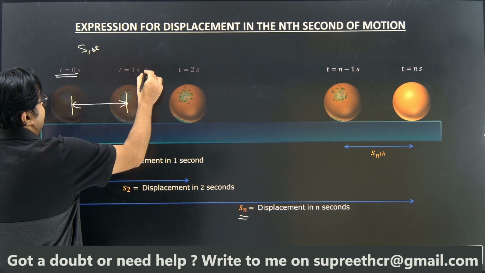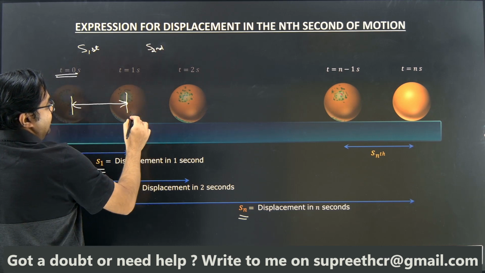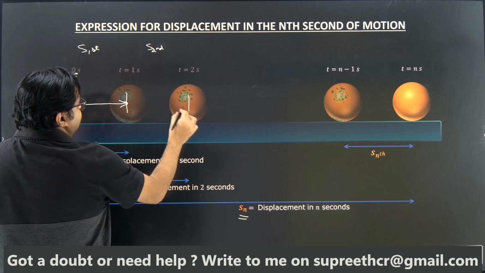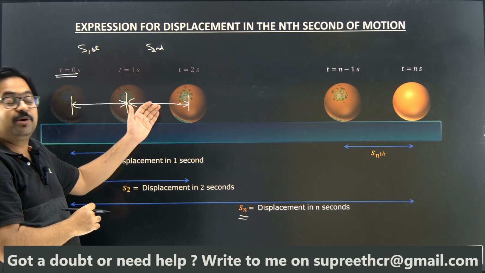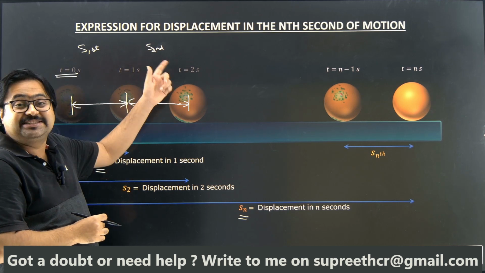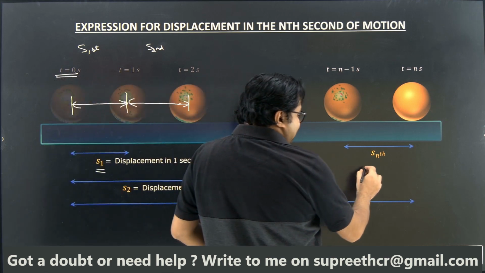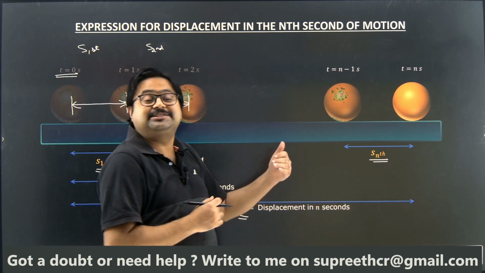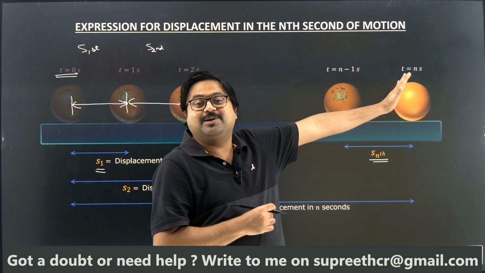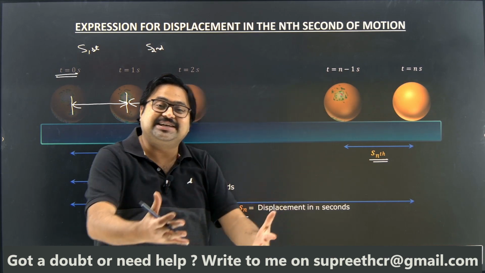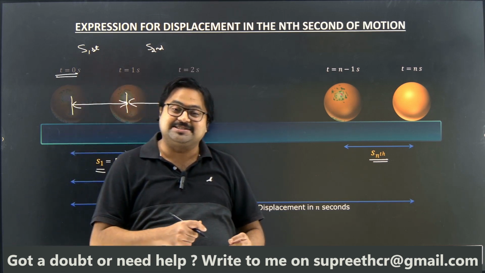What is S2? S second. It's the displacement of the body during the second second of its motion, starting from t equal to 1 to t equal to 2. And similarly, S nth second is the distance it travels between t equal to n minus 1 seconds and t equal to n seconds. So this is exactly what distance traveled in the nth second basically means.